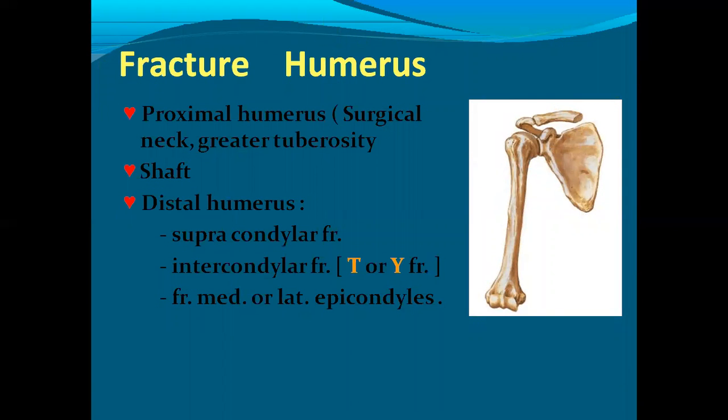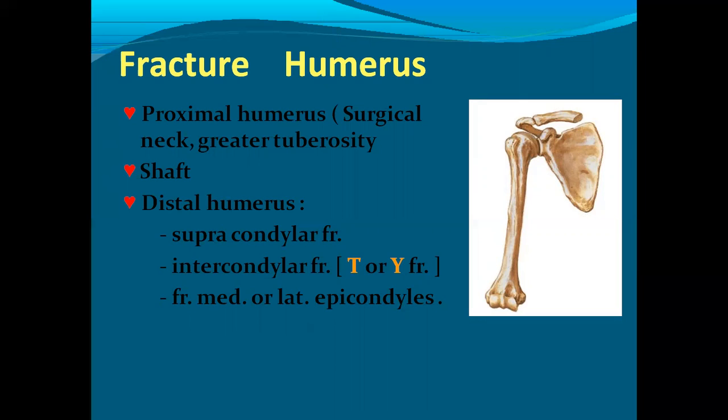Then again, a very common fracture is the fracture of the humerus. That is the major bone of the upper limb. There are many parts where the humerus can get fractured. On the proximal side, the neck can get fractured, or the greater tuberosity. The shaft can also get fractured, and in the distal humerus, there are supracondylar fractures, intercondylar fractures, and medial and lateral epicondyle fractures. So there are a lot of kinds of fractures present in the bone.